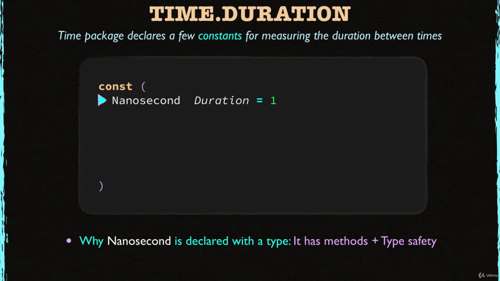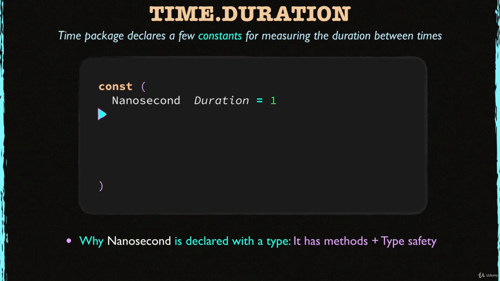By the way, remember that you can only declare methods on a defined type. The duration type has a couple of methods for converting time duration values. For example, you can convert it to a microsecond using a method of the duration type. You'll see an example about this in the later parts of the course.